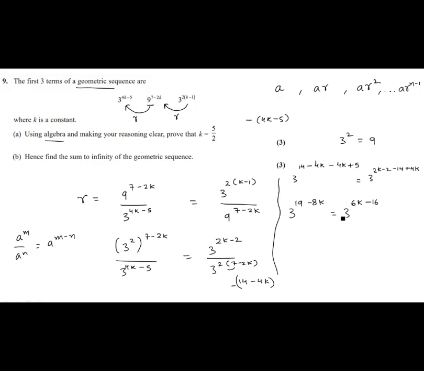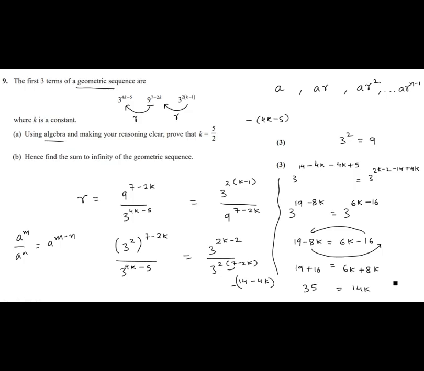Now they both are powers of 3, so they must be equal. Powers must be equal because left hand side is same as the right hand side. That means 19 minus 8k will be same as 6k minus 16. Now let's bring the 16 to the side and take the minus 8k to the other. So 19 plus 16, same as adding 16 to both sides and adding 8k to both sides. So 6k plus 8k is 14k, and 19 plus 16 is 35.